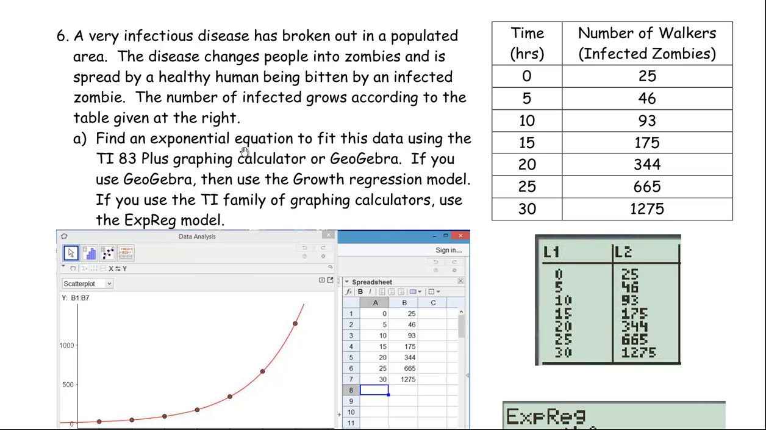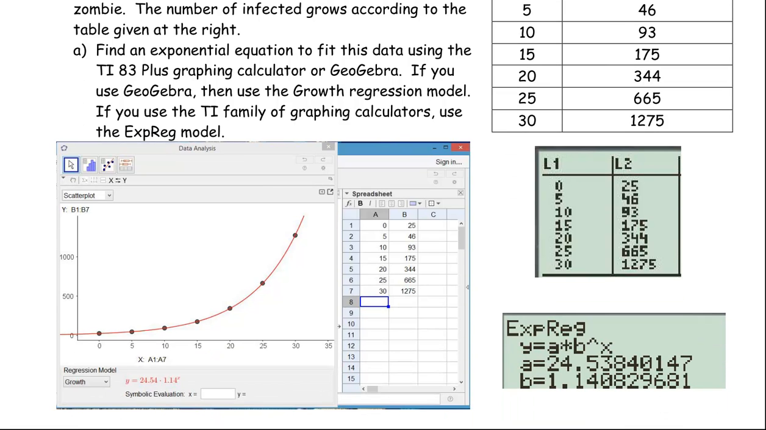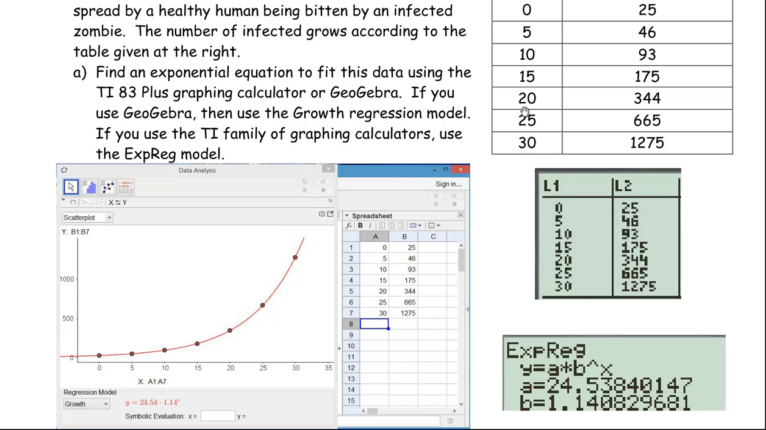So we're asked to find an exponential fit to this data using either a graphing calculator or GeoGebra, and I'm going to show both of them here. I've actually put the screenshots in here, but I'm going to show how this works. I'm just starting the GeoGebra application right now. And it'll be started shortly. Okay, so here's my GeoGebra application.